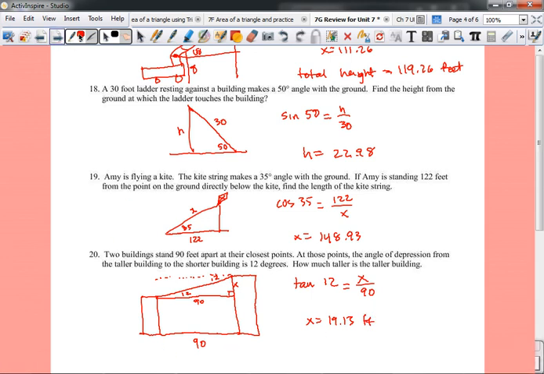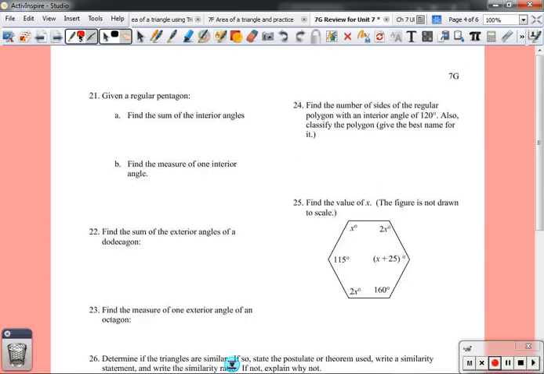Alright, let's move on. So that's it for the stuff from this unit. The rest of the review will be review stuff. Stuff from previous units that you need to remember.